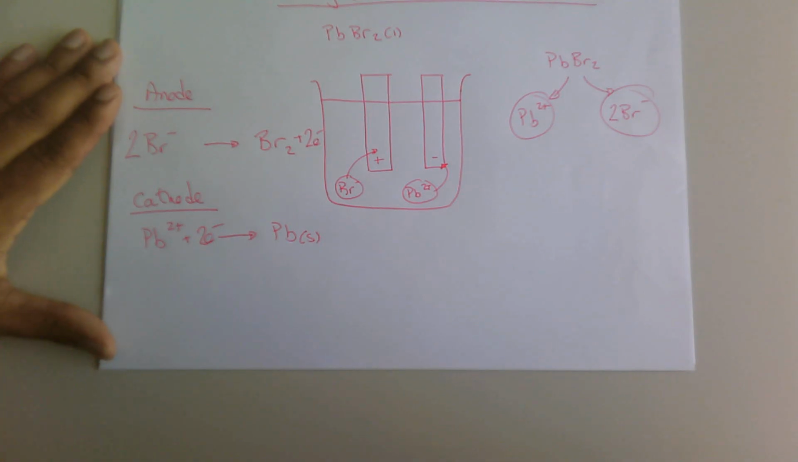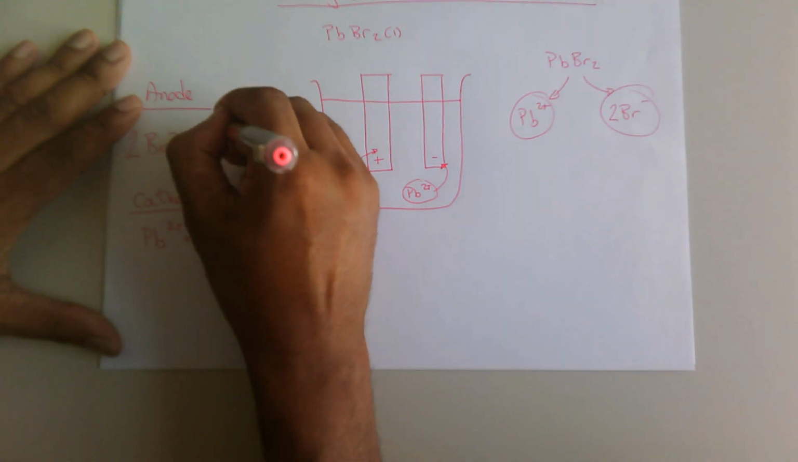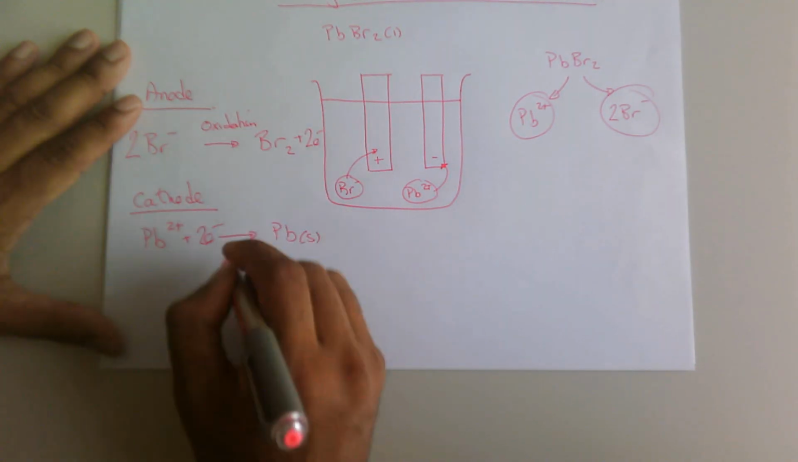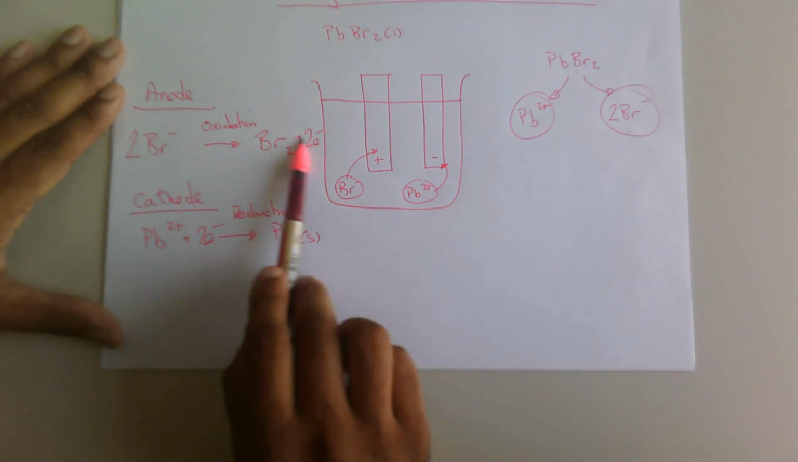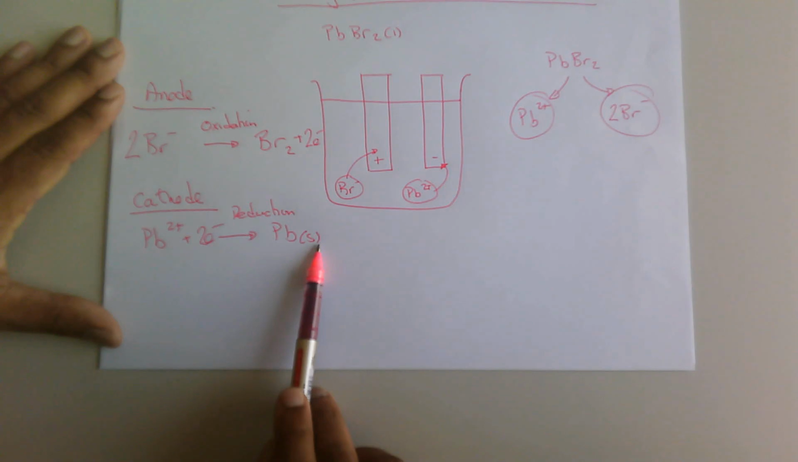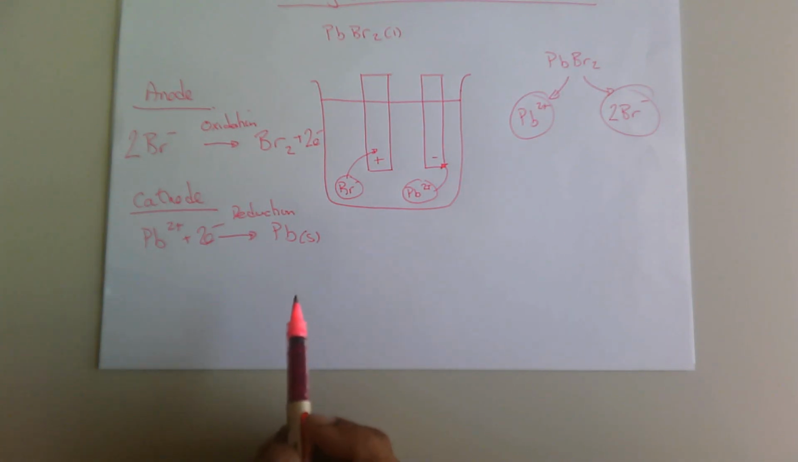Again, oxidation is the loss of electrons, reduction is the gain. So this is losing electrons, so this is oxidation. This is gaining electrons, which is reduction. This is happening at the anode, this is happening at the cathode. And there is no other ions involved. There is no competition between ions, because the only two ions are Pb2+ and Br-. Okay, and that's it.